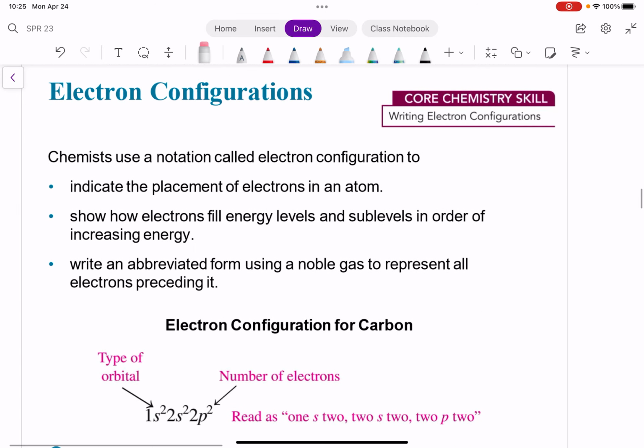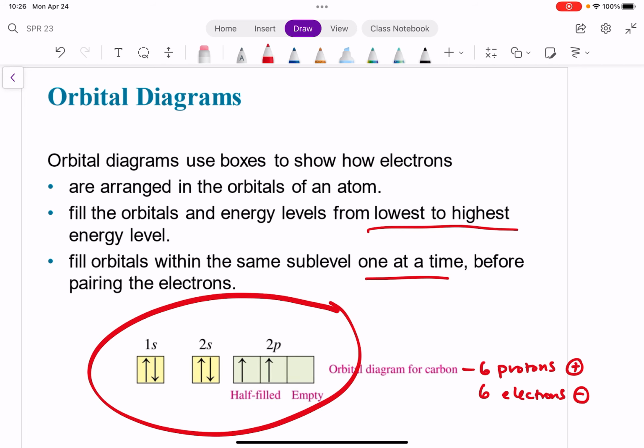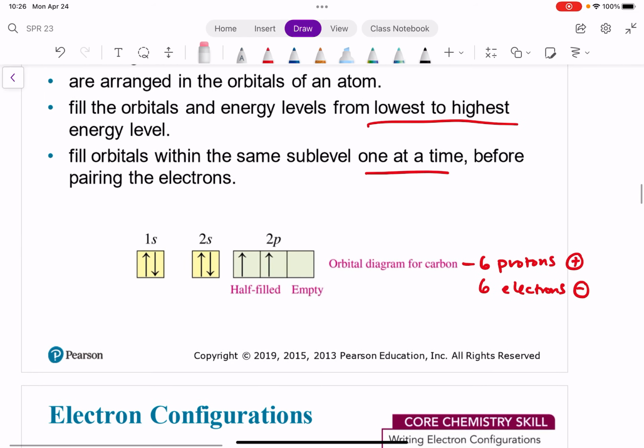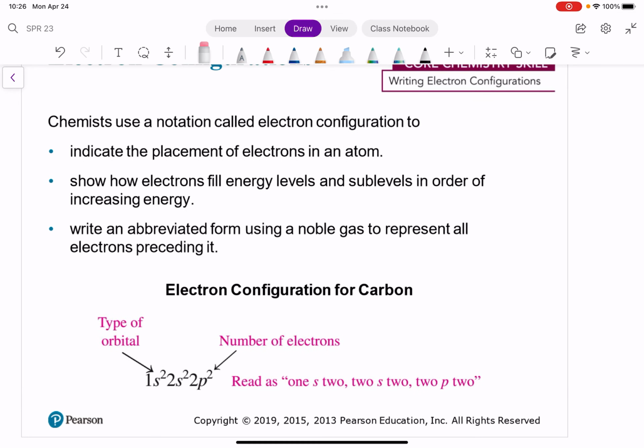So that's the picture version of how electrons fill orbitals. You can draw out a picture like this, but you can also write it shorthand. That's where electron configuration notation comes in. It shows the same thing as your orbital diagram, just written in a different way. We read this electron configuration as 1s2, 2s2, 2p2, just listing them as you go.